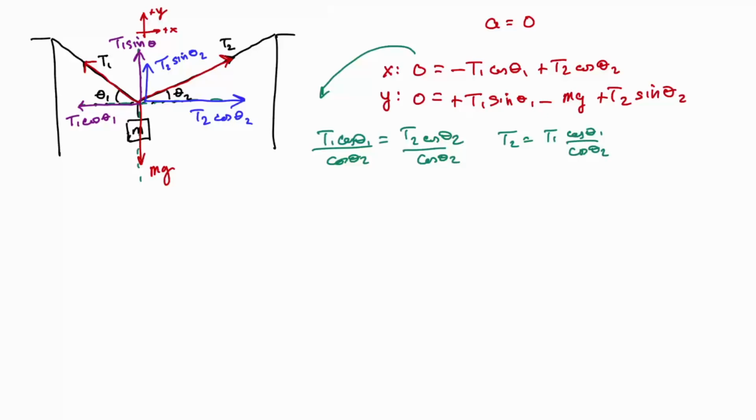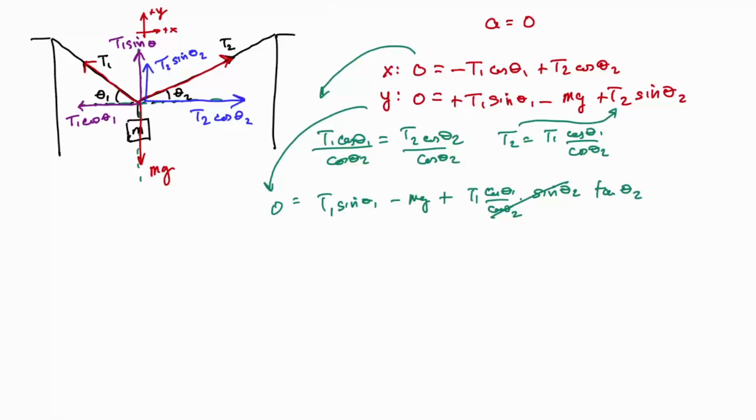What did I do that for? Because I want to put that right there, so that this equation becomes T1 sine theta 1 minus mg plus, and now I substitute in, which is T1 cosine theta 1 over cosine theta 2 times sine theta 2. And because I'm a clever boy, a sine over a cosine of the same angle is a tangent, and I don't like fractions.